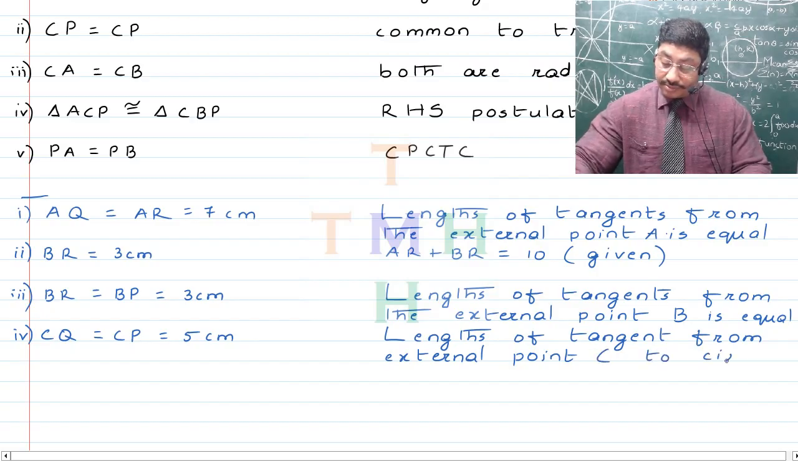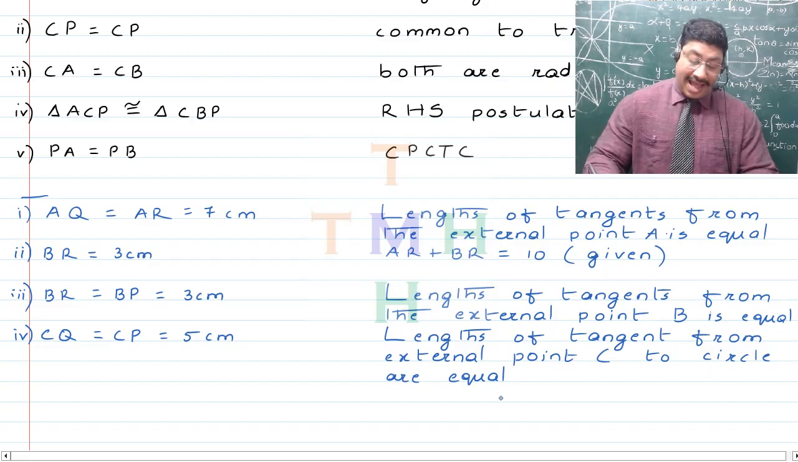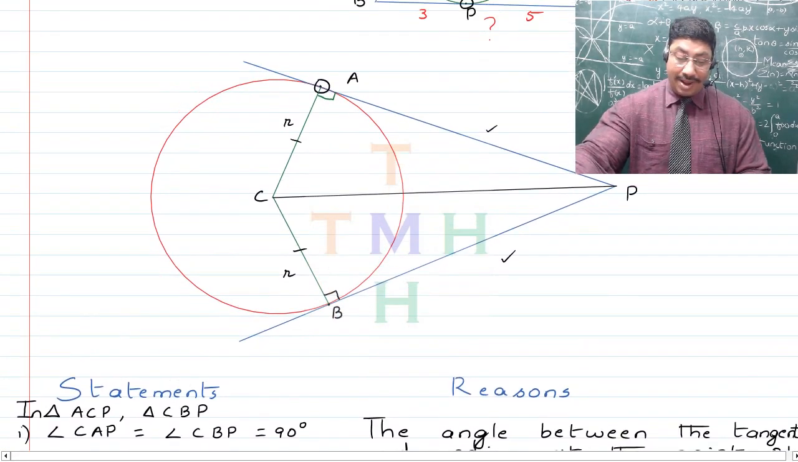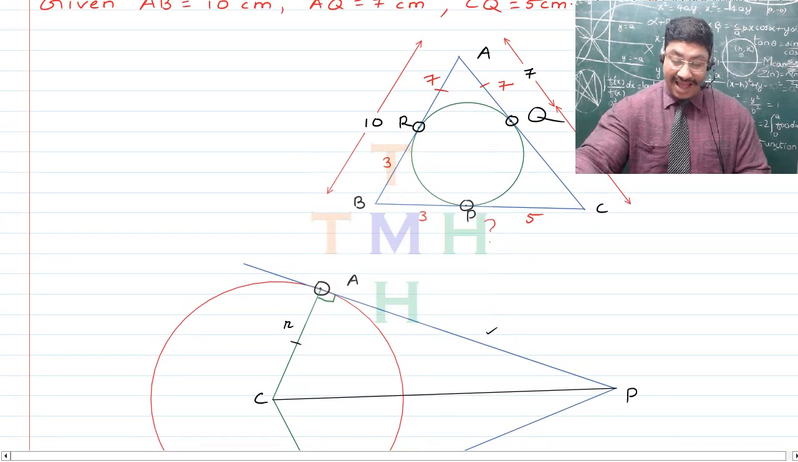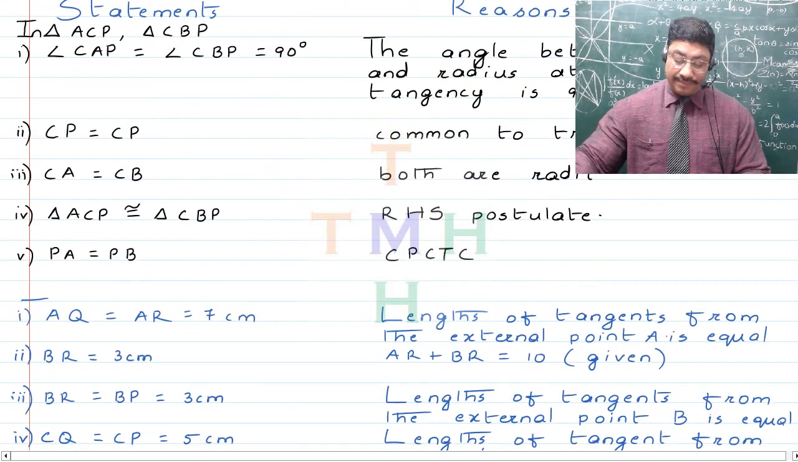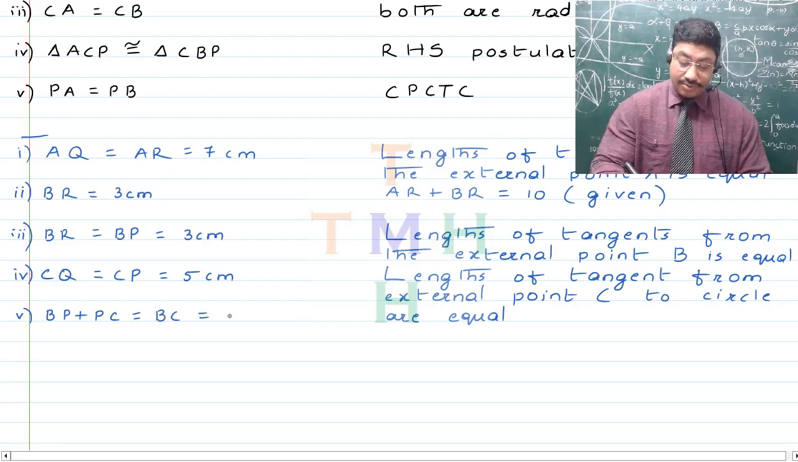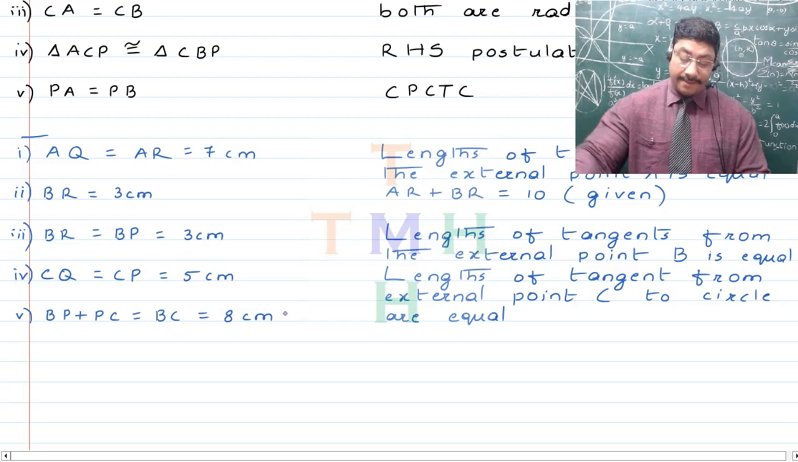to circle are equal, right? And that is the reason why both of these are equal. Now you'll talk about point number 5, where you will say that if you add up both of these lengths, that is one length is BP and the other is PC, so you will say that BP plus PC is equal to BC is equal to 8 centimeter, right?